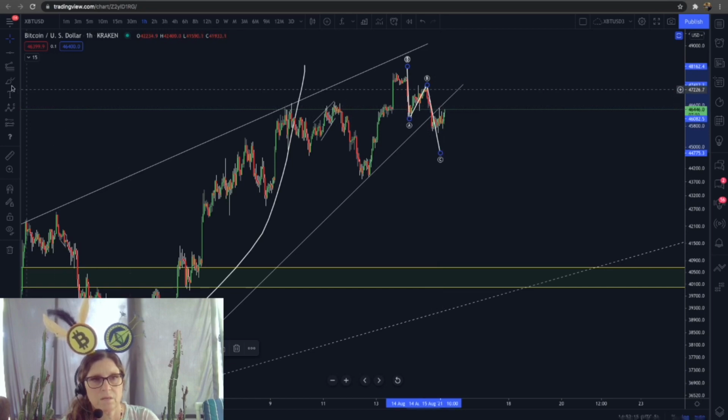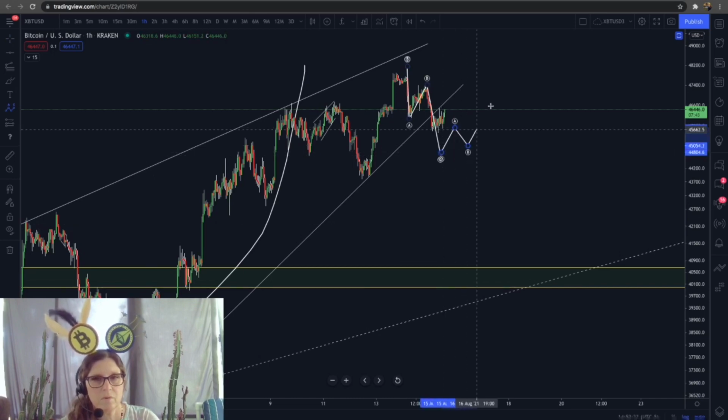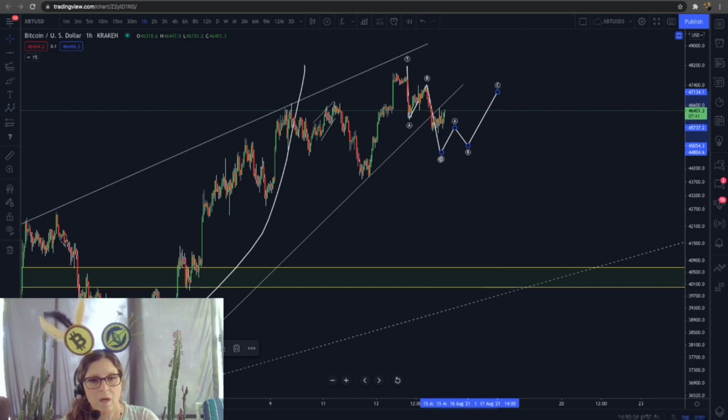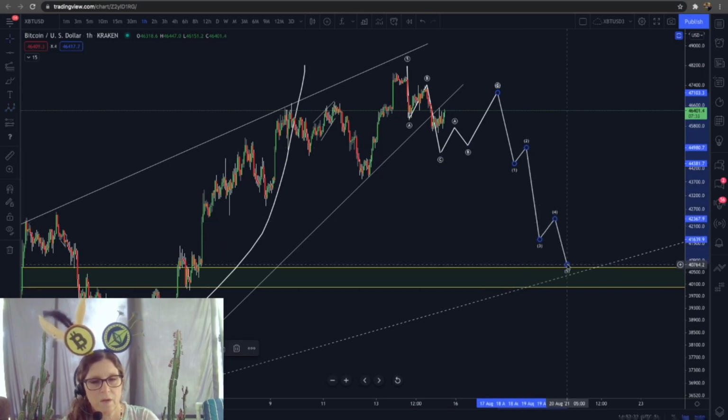Now it can get complex from here, where we get an ABC up, and then we can get 5 waves to the downside. Basically, it just gets complex, okay? And then that is the wave that I'm talking about, where depending on how far it comes down is whether it's a B or an X, okay? That wave, okay?